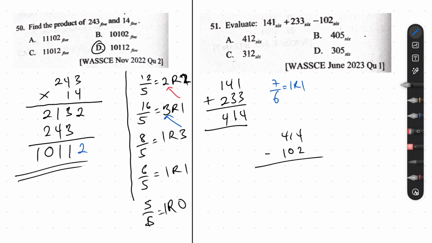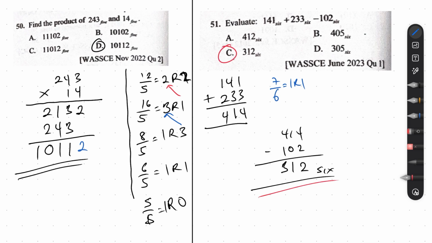So 4 minus 2 in base 6 is what? 2. 1 minus 0, 1. 4 minus 1, 3. So this is our answer, base 6, which is what? C. Okay? 312, base 6. Cool. Let's move on to question number 52.